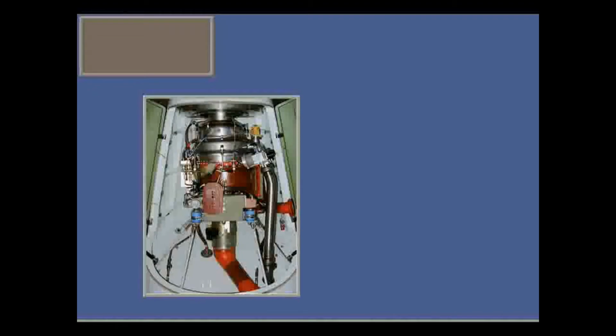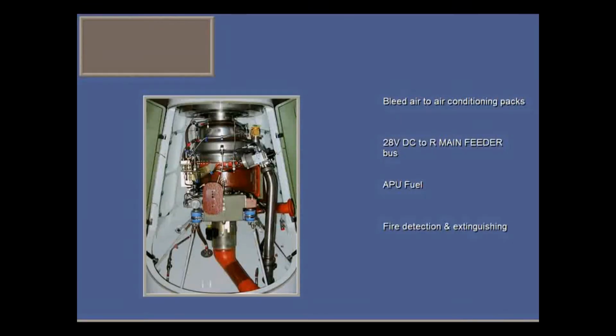Basically, the APU is a gas turbine engine driving a DC starter generator, providing bleed air to the air conditioning packs and 28-volt DC electrical power to the right main feeder bus. It has its own fuel system and fire detection and extinguishing system. APU starting and other operations are controlled by its own APU FADEC, Full Authority Digital Electronic Controller. As well as monitoring all parameters of the APU, the FADEC interfaces with other aircraft systems via a digital bus.